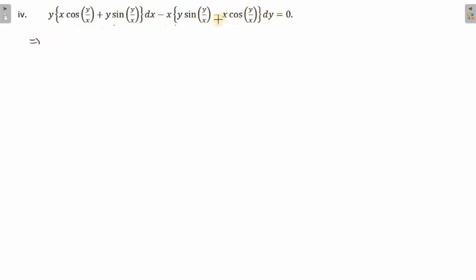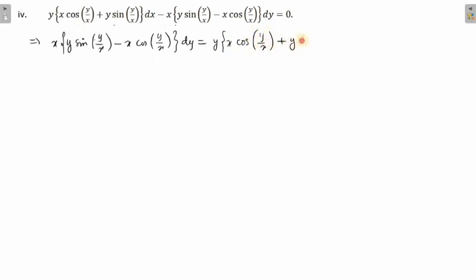When you take it out there, whatever is in the right hand side, I am writing in the left hand side. So you get x into y sin y by x minus x cos y by x dy is equal to y x cos y by x plus y sin y by x dx.